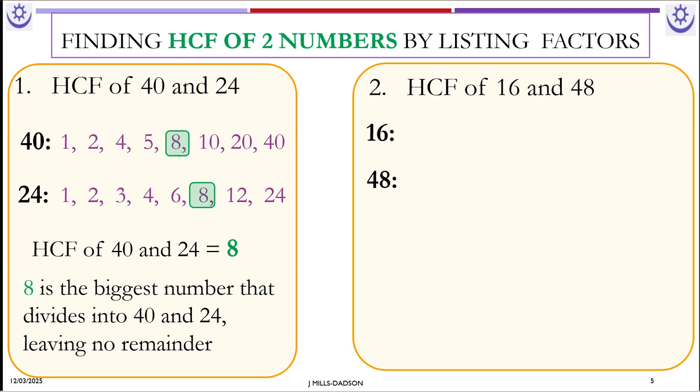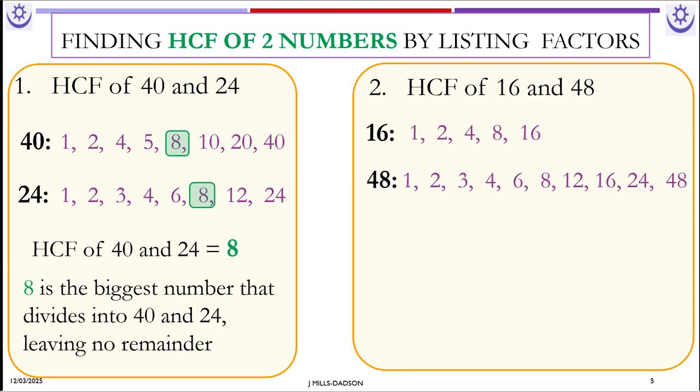Okay, let's check the answers. So what will be your factors of 16 in ascending order using factor pairs? It's 1, 2, 4, 8 and 16. What about 48? 1, 2, 3, 4, 6, 8, 12, 16, 24 and 48.